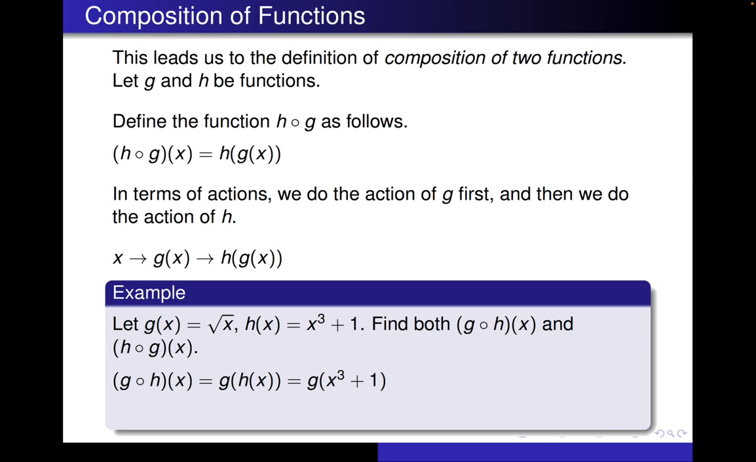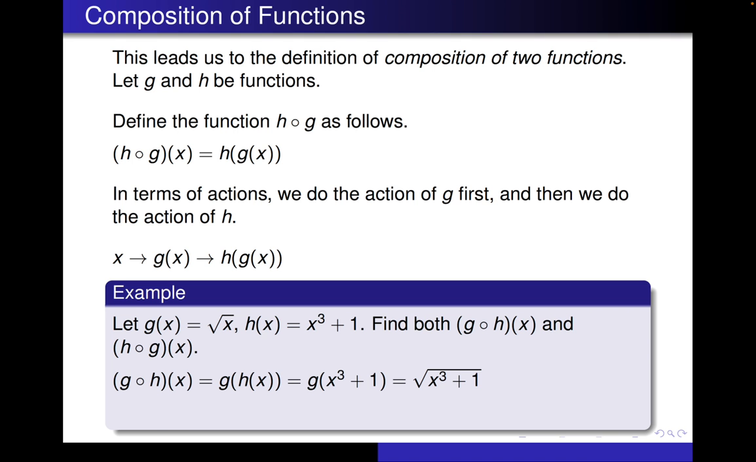Now, if we want to actually figure out what g of x cubed plus 1 is, think about what g does. It takes its input x and takes its square root to get the square root of x. So whatever its input is, it takes the square root. In this case, its input is x cubed plus 1. So the action it's going to do is take its square root to get square root of x cubed plus 1.